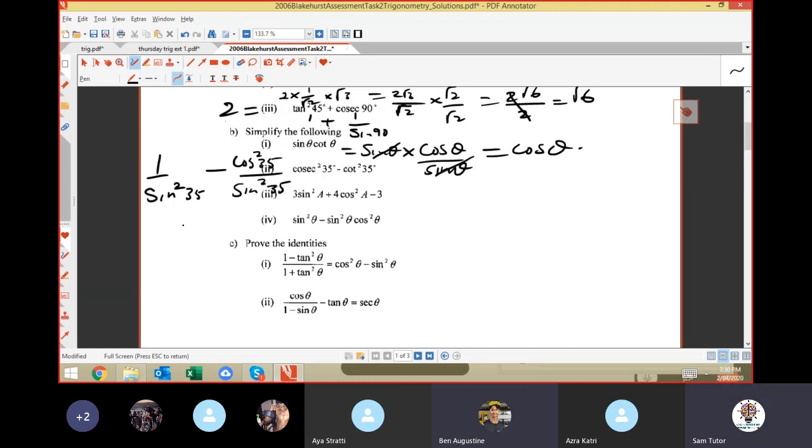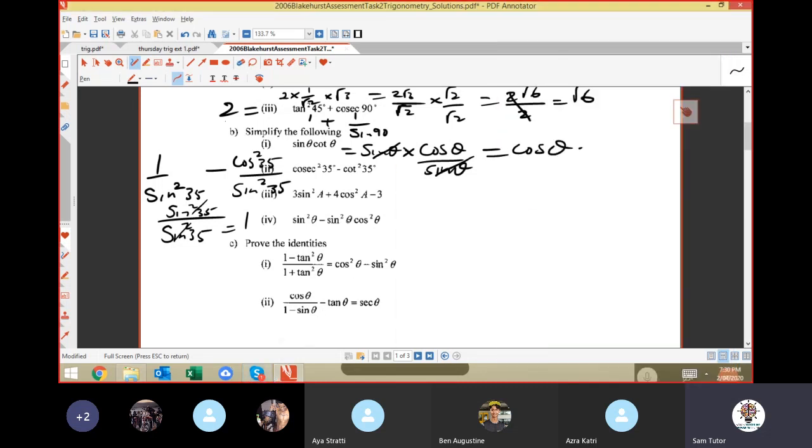And then, since they're both over a common denominator, you can just subtract. The top becomes 1 minus cos squared 35, which is sine squared 35, because 1 minus cos squared theta is sine squared theta, where theta here is 35 degrees. They were just being a bit annoying with the angle. Then sine squared on sine squared is equal to 1. Anybody not understand that one? That makes sense? Okay.